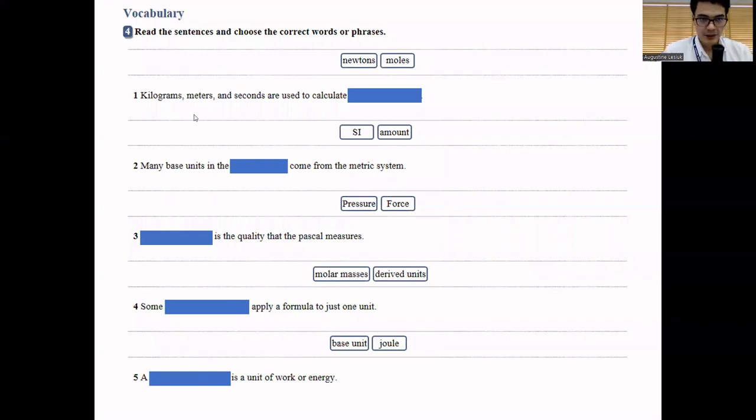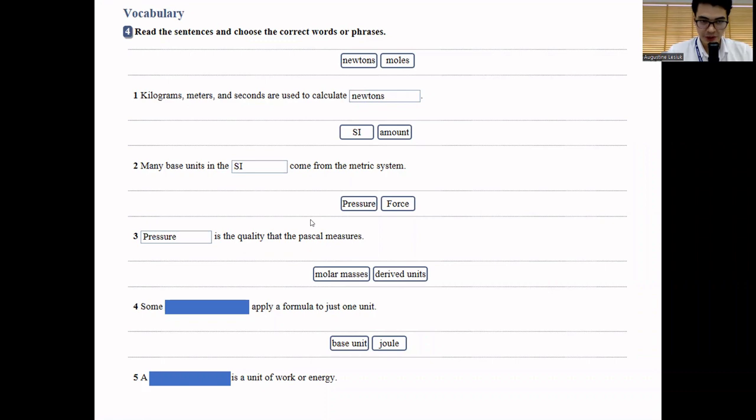Here are the answers. So kilograms, meters, and seconds are used to calculate newtons. As we've seen earlier in the warm-up, the newton uses all 3 of these base units, moles do not. Next, many base units in the SI come from the metric system. So we were talking about how there were 7 different SI base units. So they belong in the SI.